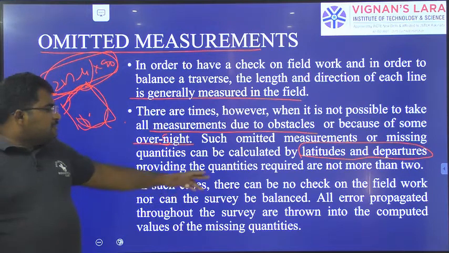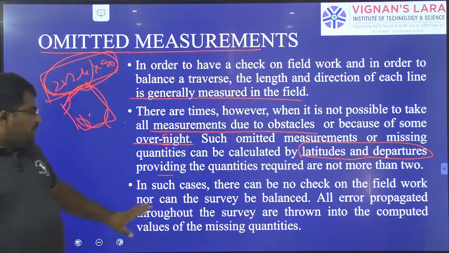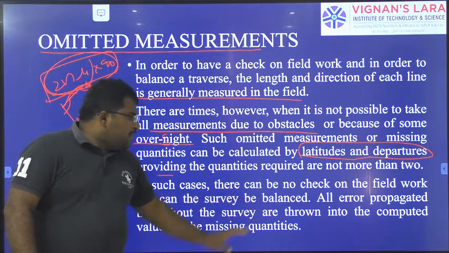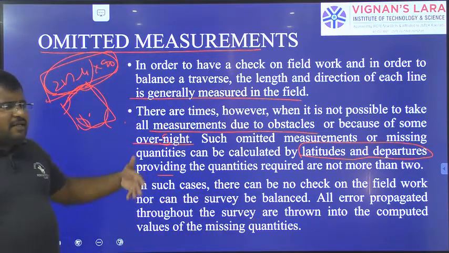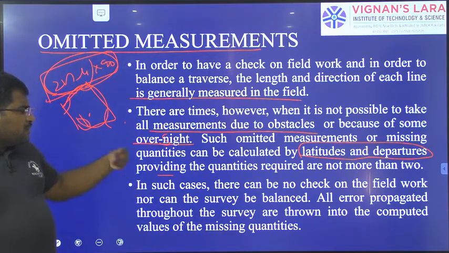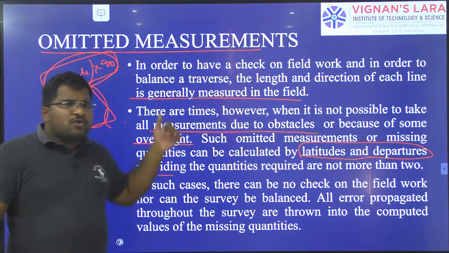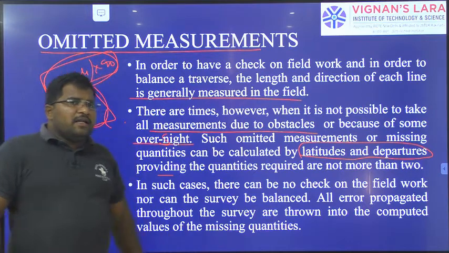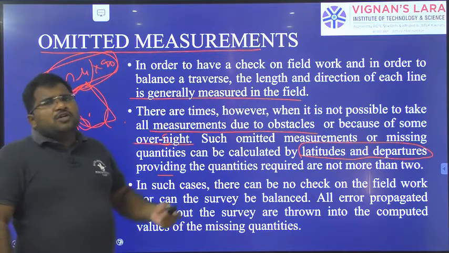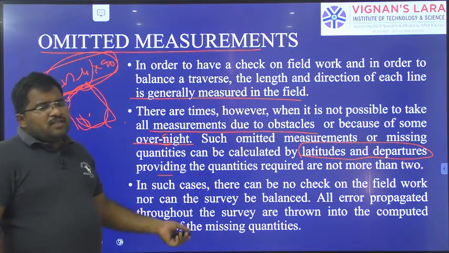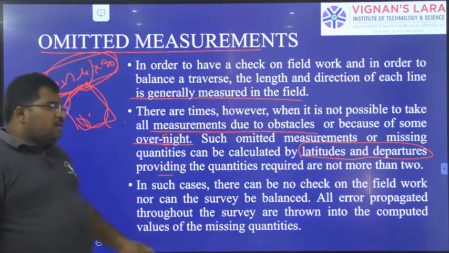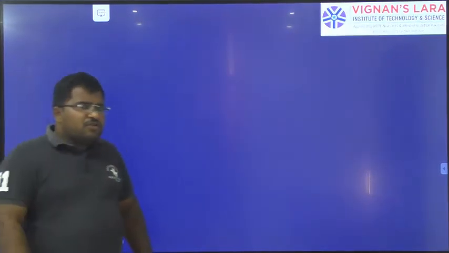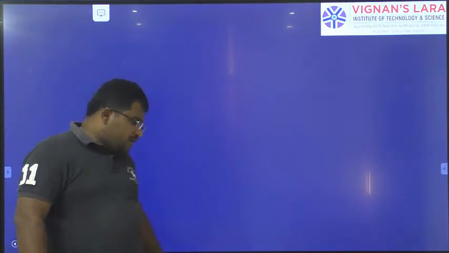In such cases there can be no check on the field work, nor can the survey be balanced. So we don't have any check on the field work, and all errors are propagated throughout the survey. If you make one mistake here, that value will be propagated. But we are going to balance those things by using latitude and departure. So the main thing is how we are going to find out those error values.